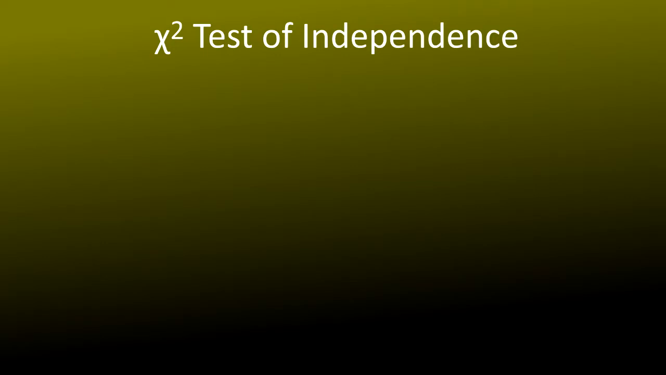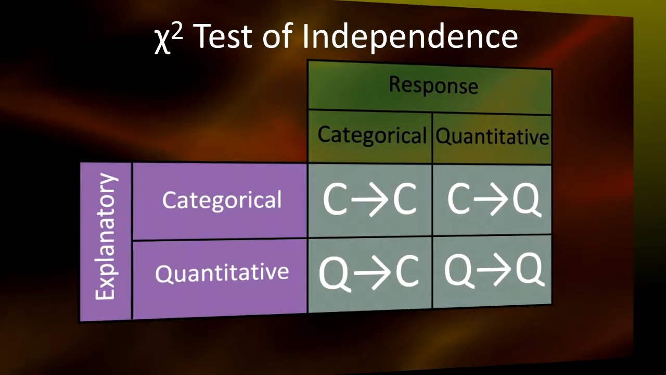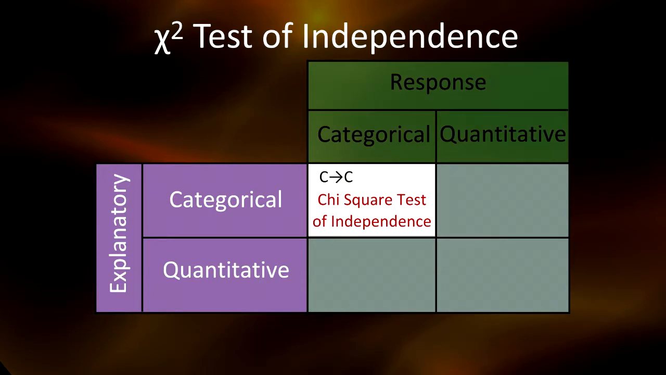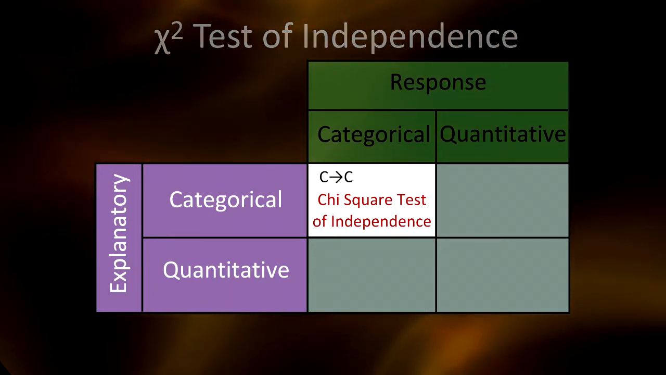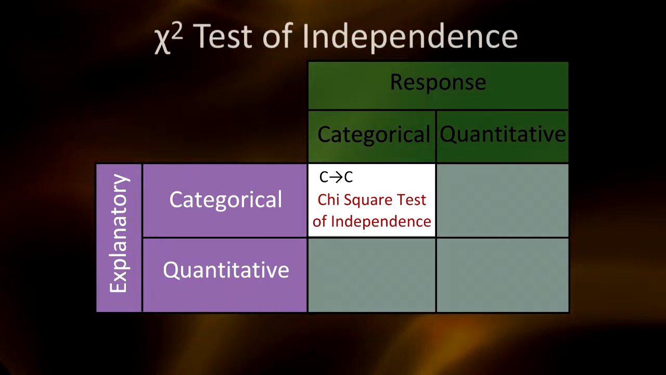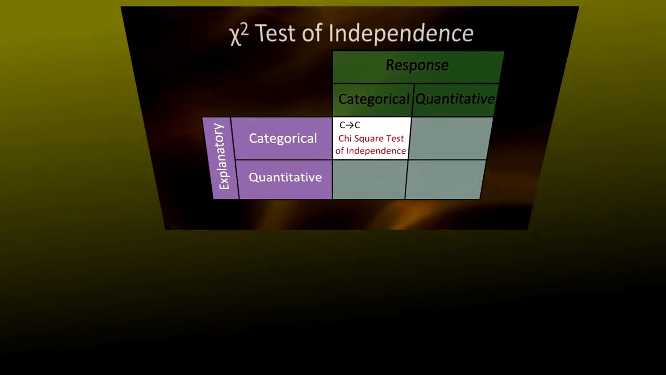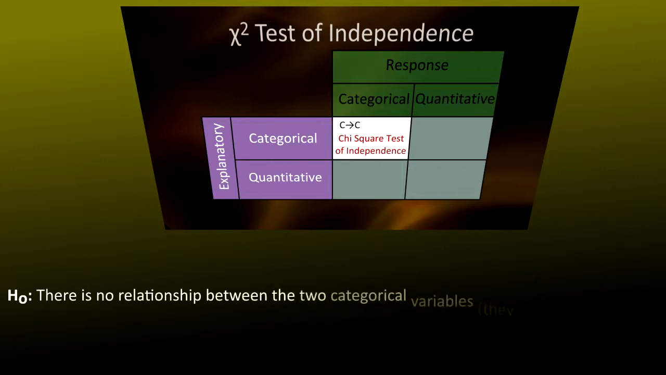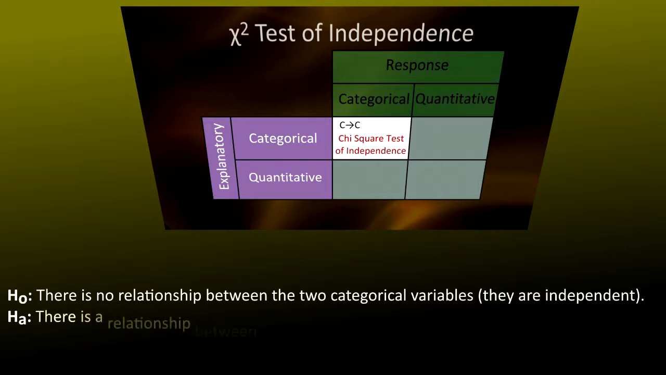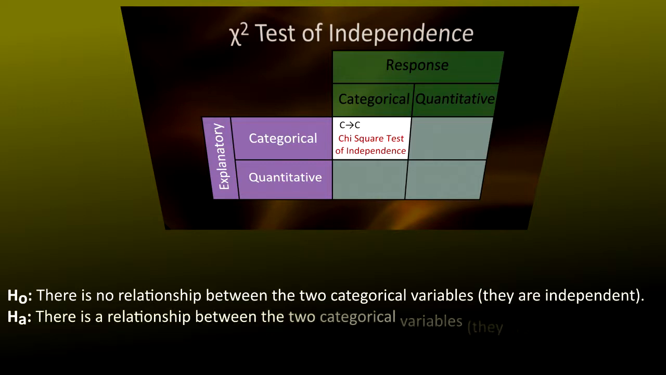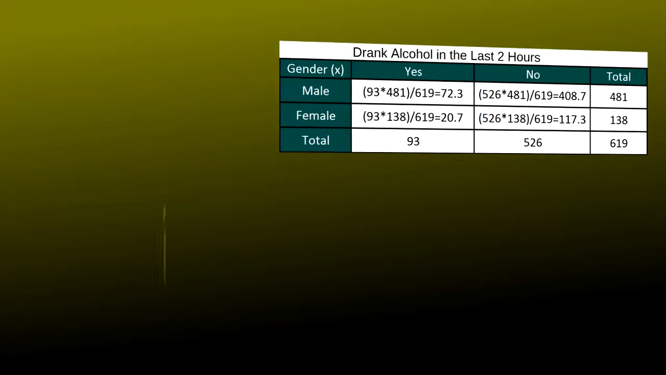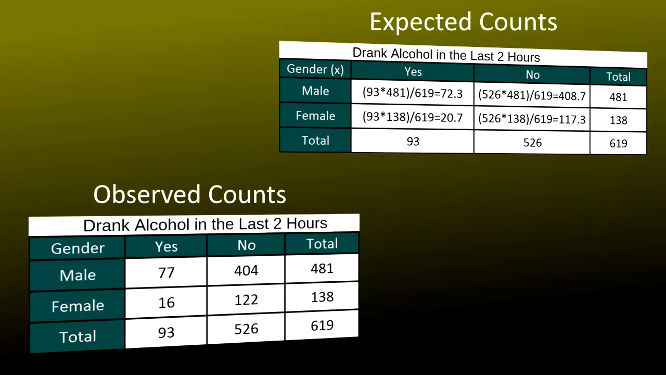Let's quickly summarize chi-square tests of independence. First, a chi-square test of independence is used when we have a categorical explanatory variable and a categorical response variable. The null hypothesis is that there is no real relationship between the two categorical variables. They are independent. And the alternate hypothesis is that there is a relationship between the two categorical variables, and they are not independent. The chi-square statistic is calculated considering both the observed and expected counts in each of the table cells.